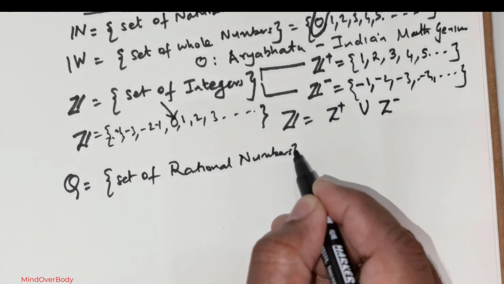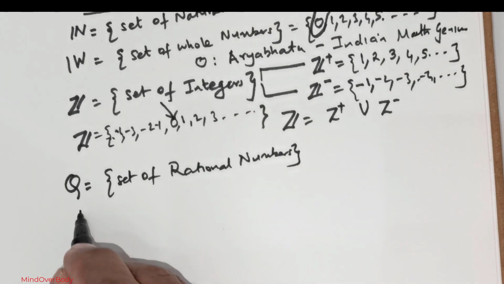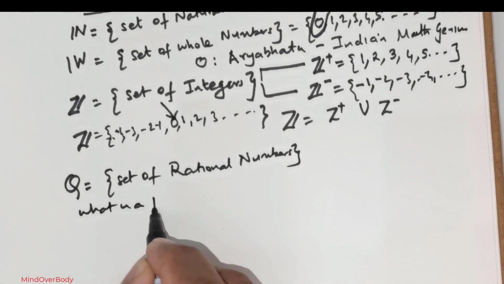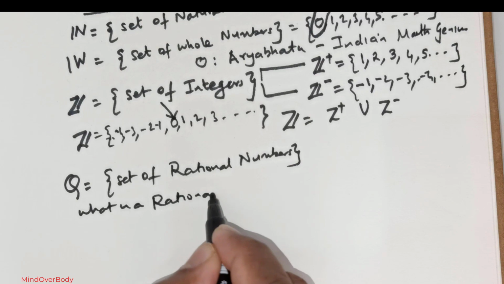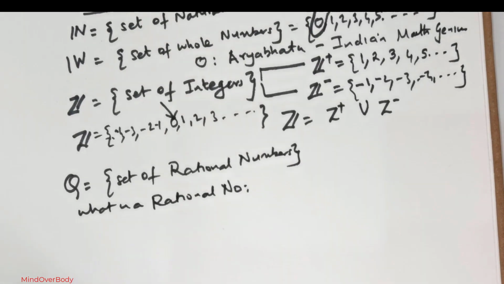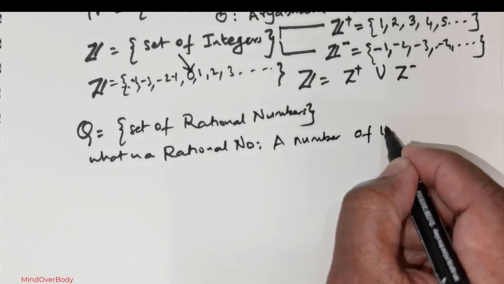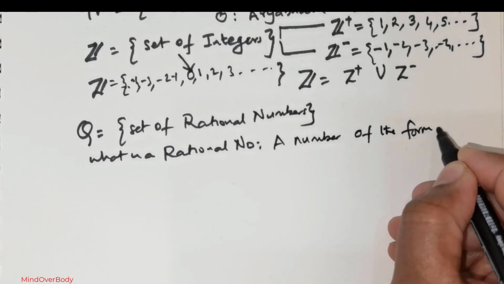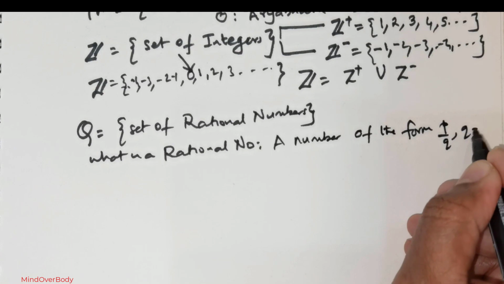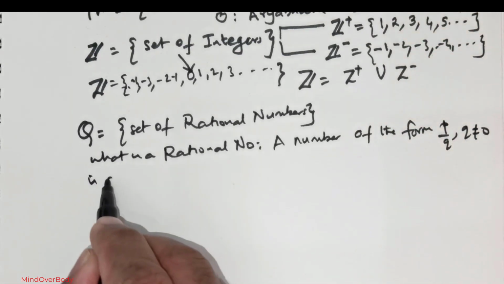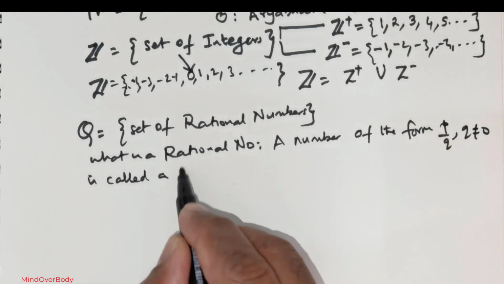Now when I use the word rational numbers, you will have to know what a rational number is. Can anyone tell me? What is a rational number? Okay, this is a very important question. Let me state it. A number of the form P divided by Q, where Q is not equal to 0, is called a rational number.